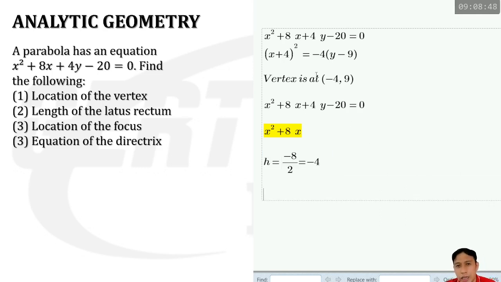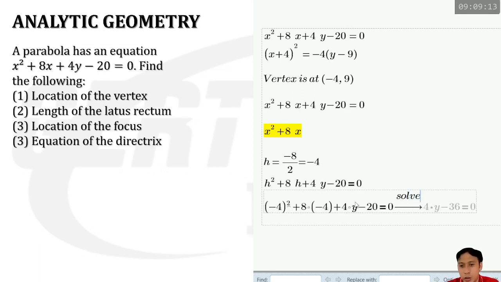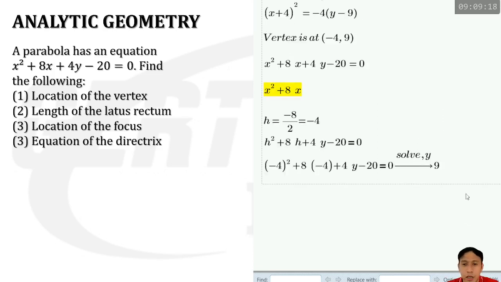And to get k naman, without even trying to do completing the square, pwede ko i-substitute making x equal to h, so negative 4, then solve for y. That's how I usually find the location of the vertex. I solve for y, so I got 9. Yun yung shortcut.